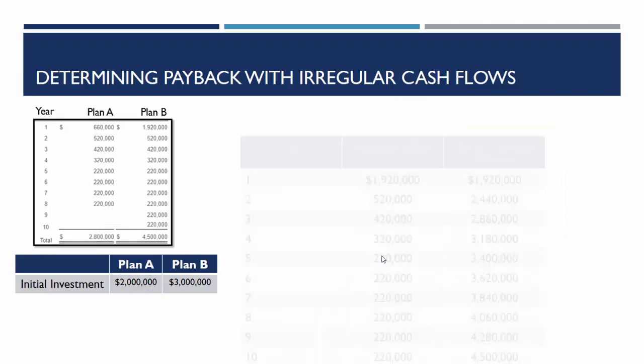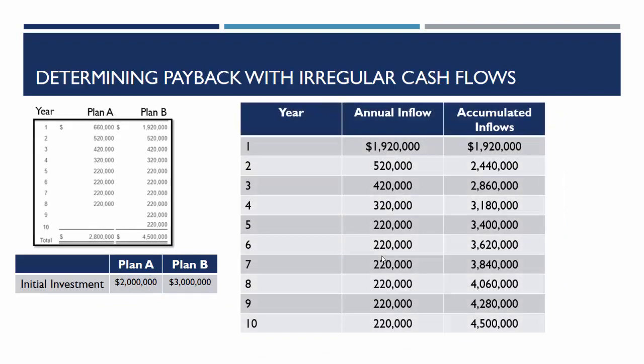Let's do the same thing for Plan B. In Plan B, we'll go through and add up all of our annual inflows to find our accumulated inflows at the end of each year. And we should check what is the year that has the closest accumulated inflows to our initial investment.